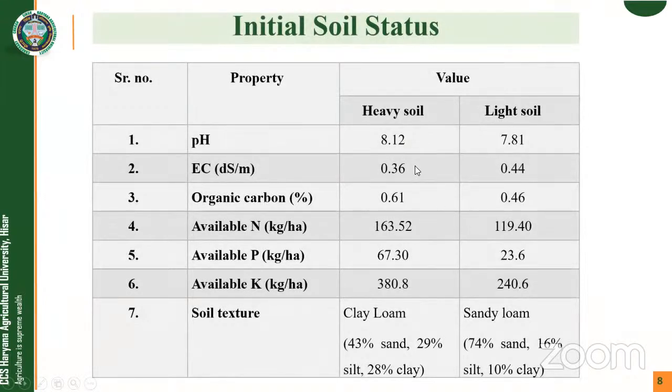The pH of the heavy soil was 8.12 and the light soil was 7.81. The EC was 0.36 dS per meter and the light soil was 0.44. The organic carbon status of heavy soil was found to be 0.61%, while of the light soil it was found to be 0.46%. The available N content in kg per hectare of soil was 163.52 and of light soil it was 119.40, while the available phosphorus was 67.30 and 23.6, and the available potassium was 380.8 and 240.6 kg per hectare respectively. The soil texture of heavy soil was clay loam, while the light soil was sandy loam.